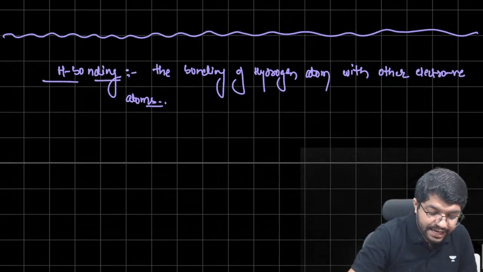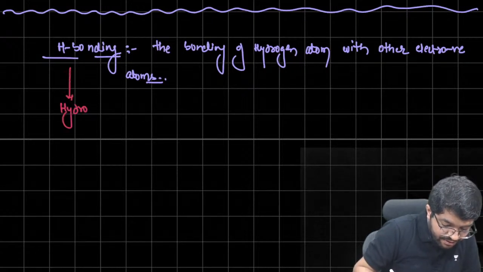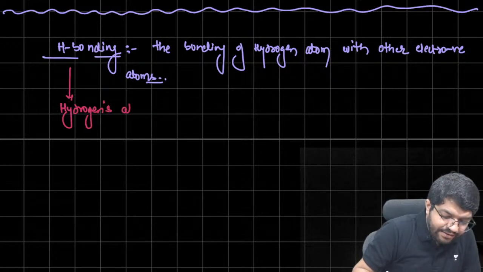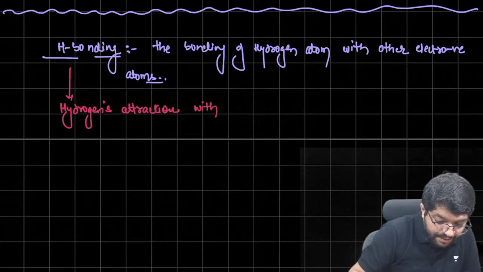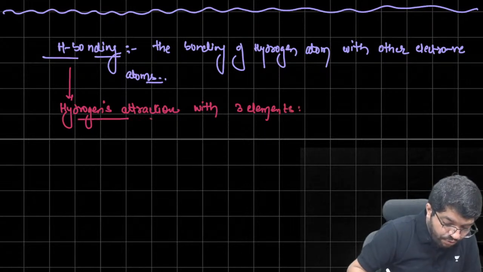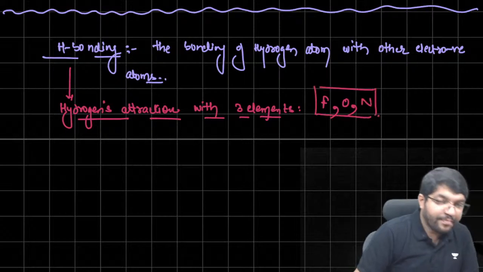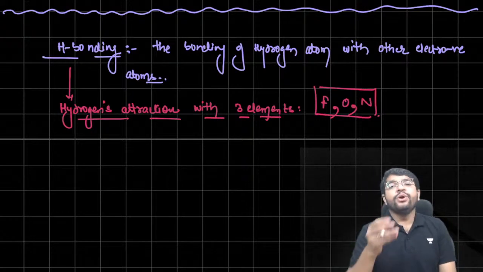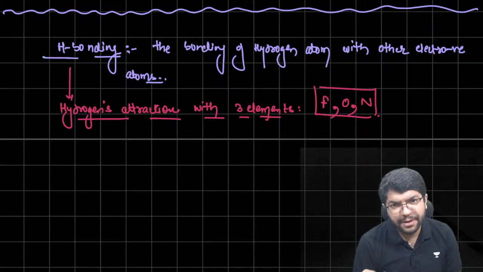Again, in this scenario, H bonding is hydrogen's attraction towards three elements, and they are fluorine, oxygen, nitrogen. Now, how does it happen? Why only these three? Why not the others also? We will talk about it in just 2 minutes from now.